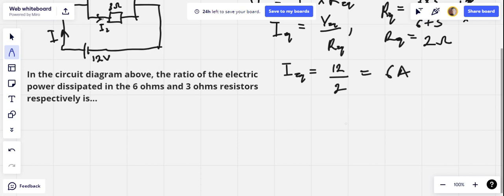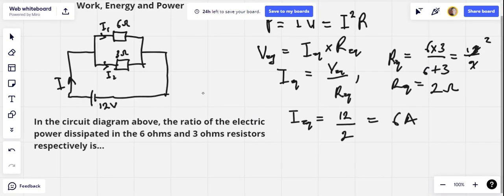Now this current will be split into 2 based on the value of the resistor. This total current that is coming from here will be split into 2. One will go to the 6 ohm, one will go to the 3 ohms, based on the value of their resistances. You understand? So we are going to find out the current that goes into each of these resistors.